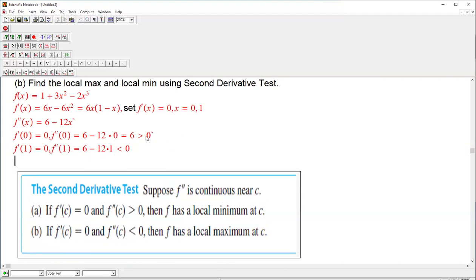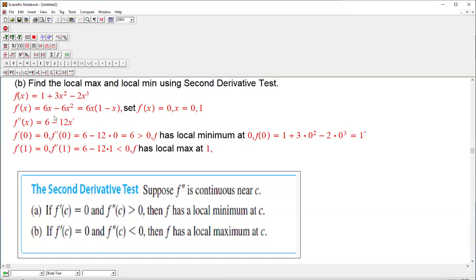So now we declare that f has a local minimum at 0, and we plug 0 into the original function, and it equals 1. In the second case, f has a local maximum because the second order derivative at 1 is negative. So this is a local max at 1.